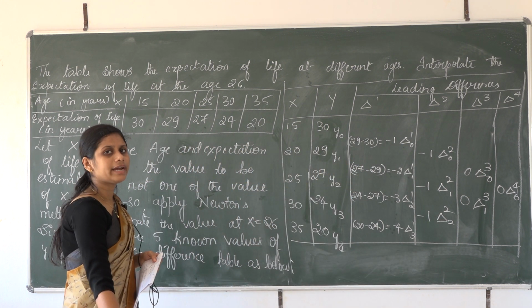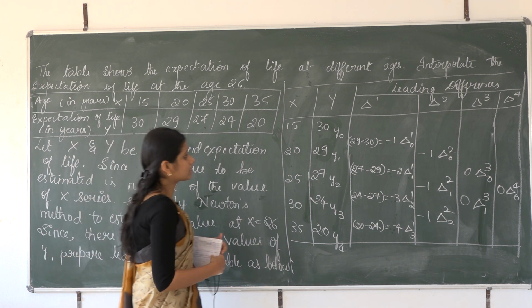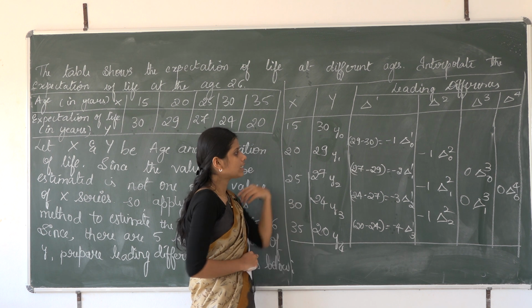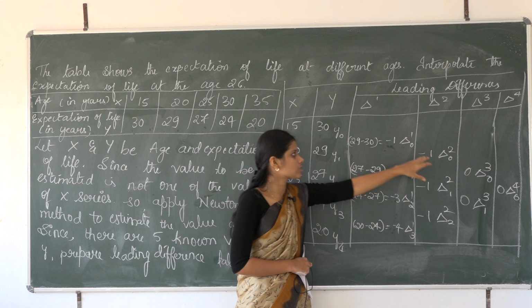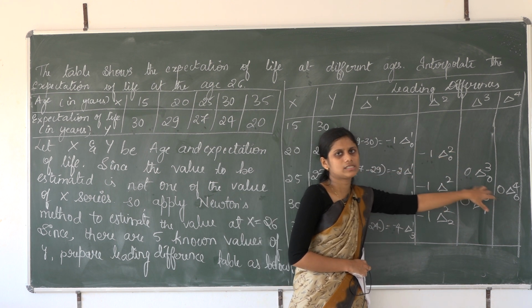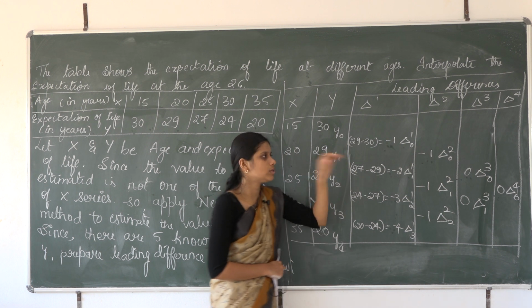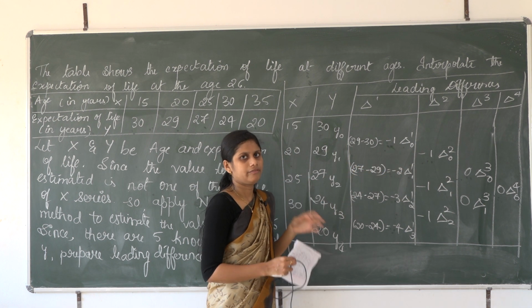Now we will find out the value of x. Here the first differences in each column are called leading differences. First this difference, next column first difference, third column first difference, and fourth column first difference are called leading differences. So these values we are going to consider in the calculation of the y formula.